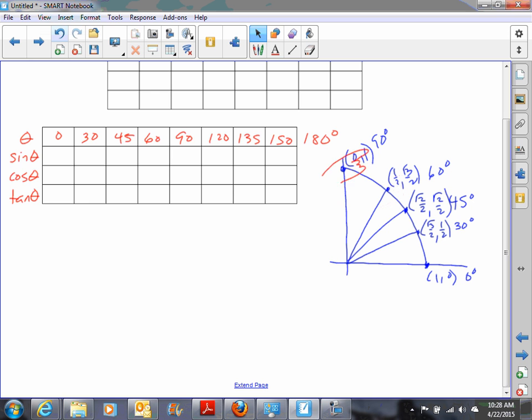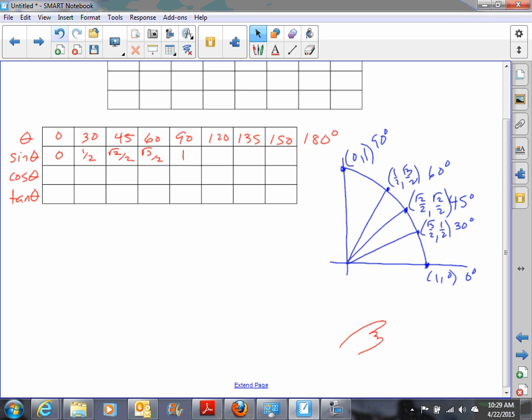And the sine of 90 degrees would be 1. So let's just go ahead and write those in. We get 0, 1/2, square root 2 over 2, square root 3 over 2, and 1.